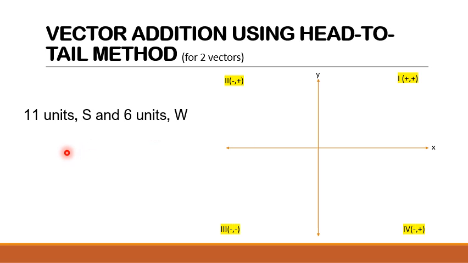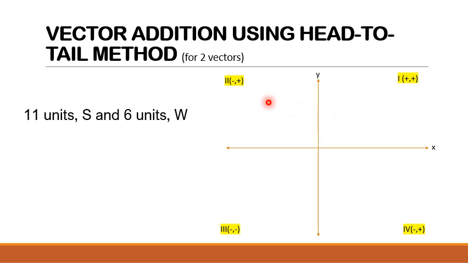So here's the first example for two vectors, 11 units south and 6 units west. Before we add them, we have to be familiar with the coordinate system. This is the Cartesian plane with 4 quadrants. The first quadrant is present on this side. It's here with positive x and positive y.